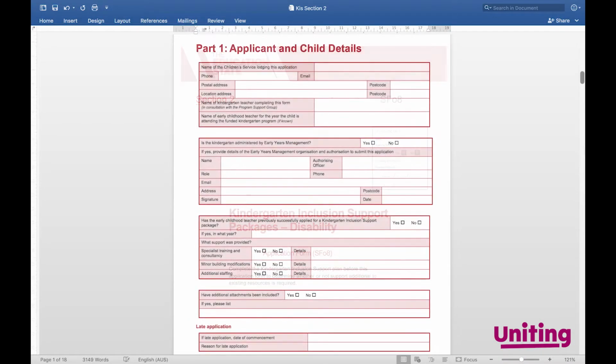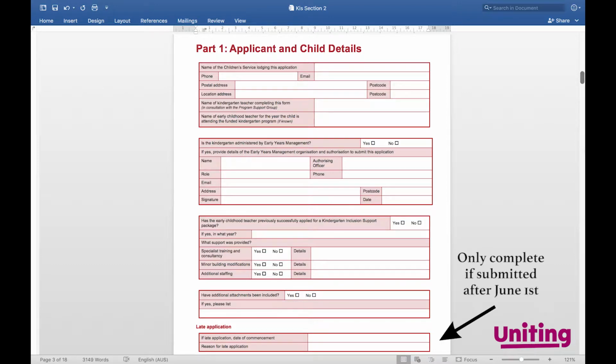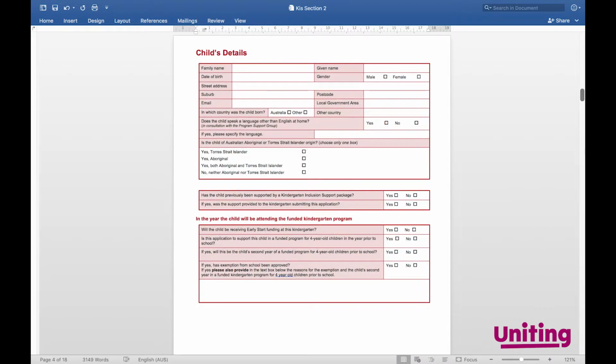Part 1 is the applicant and child details. Work your way through this section, ensuring that all boxes are checked and sections are completed. Late applications only need to be completed if the application is submitted after the 1st of June. In the year the child will be attending the funded kindergarten program section needs to be carefully completed.